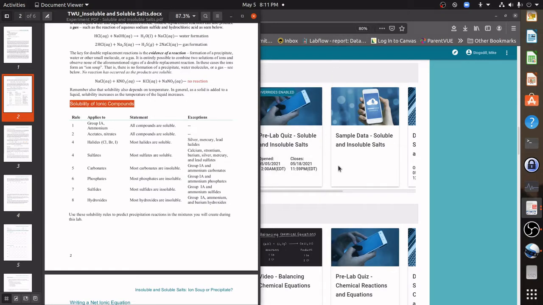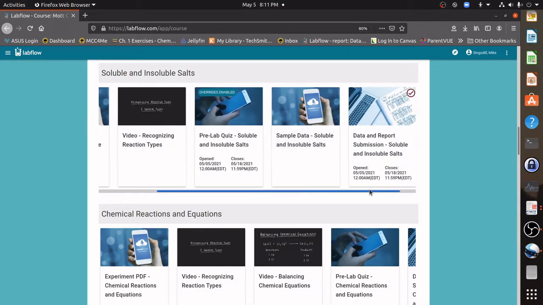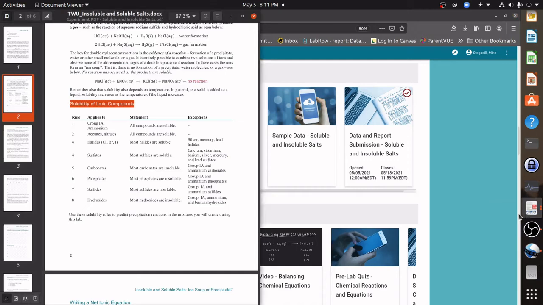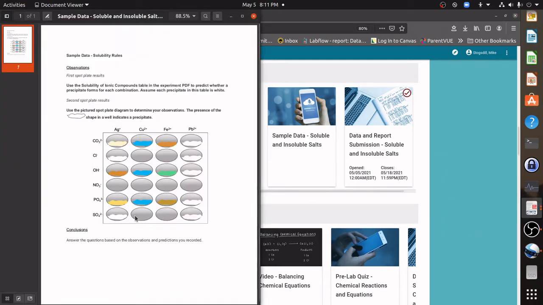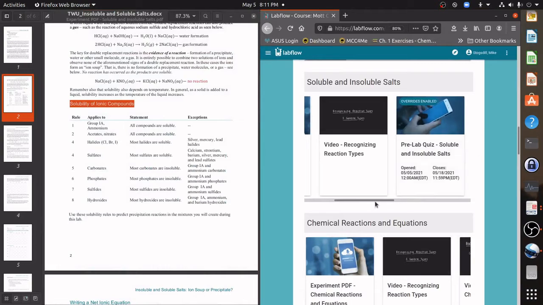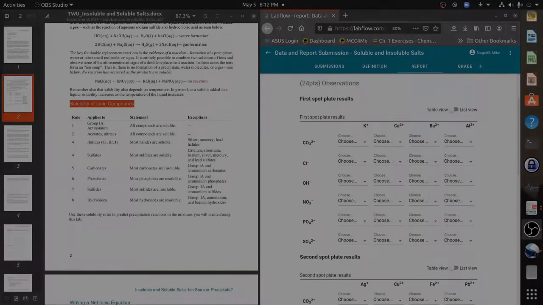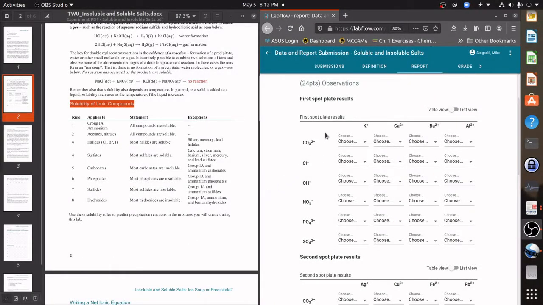The next thing that we need to get into is our sample data, soluble and insoluble salts. That's going to look like this guy here with this picture of a well plate and these different colored precipitates or no reactions inside of them. I'm going to tile this over here and then move over and open up the report. So once we're into the report, we're going to start off with this first spot plate results section here.